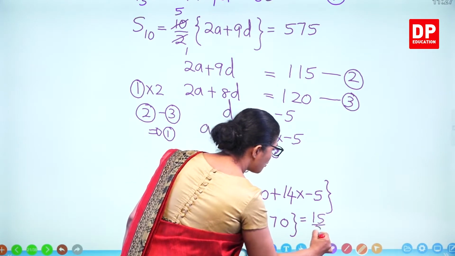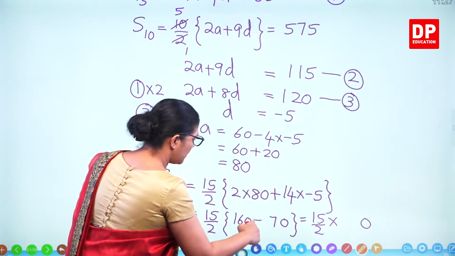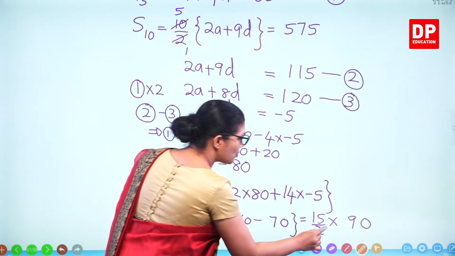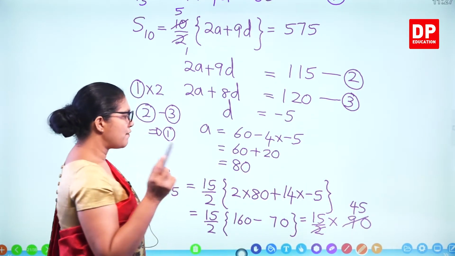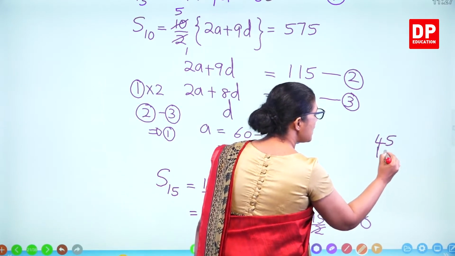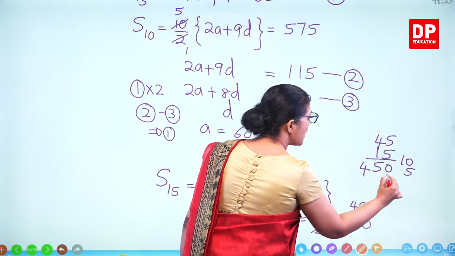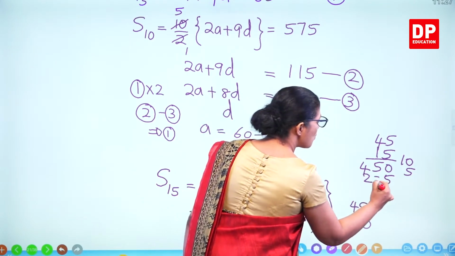15 divided by 2, subtract 9, 90. So 2 times 45 is 90. So 45 times 15, 10 and 5. 5 times 5, 25. 5 times 4, 20, plus 2, 22.